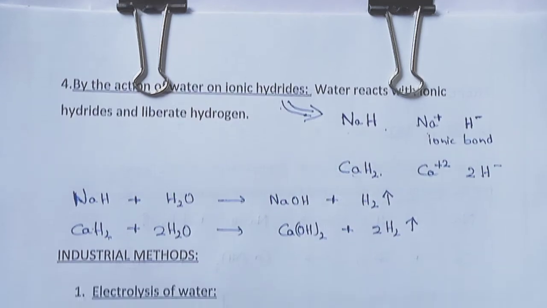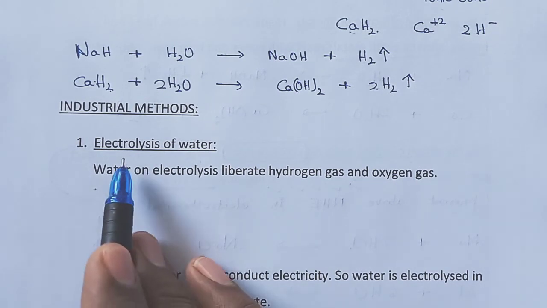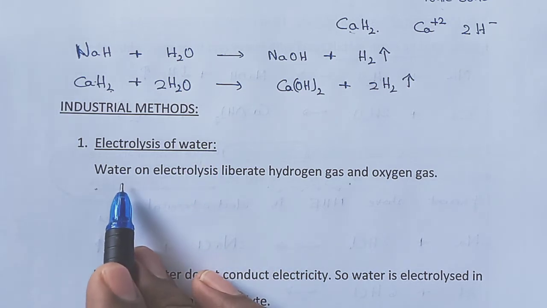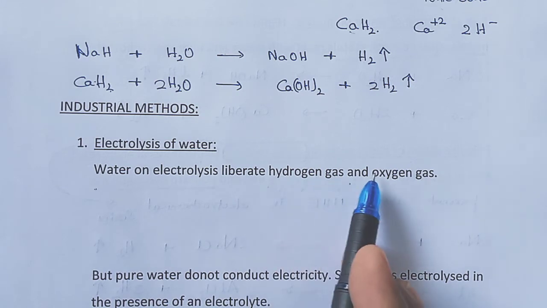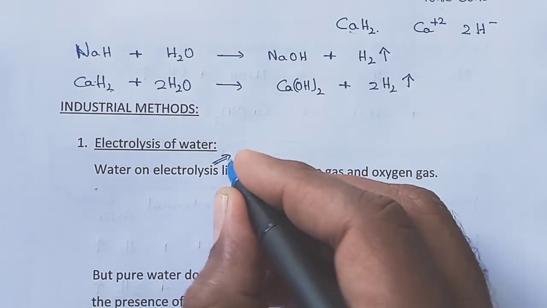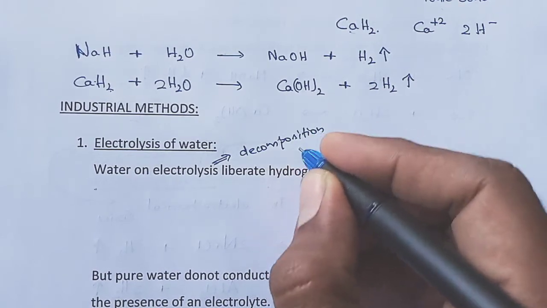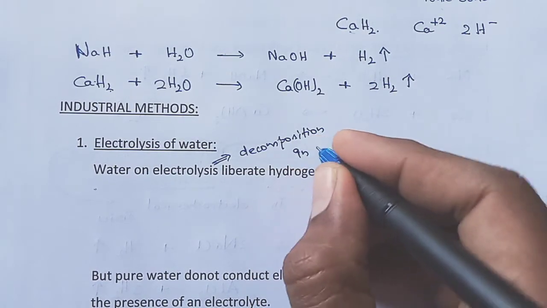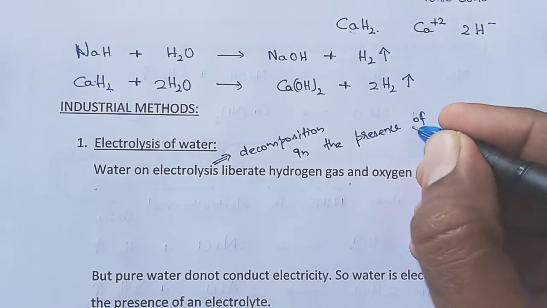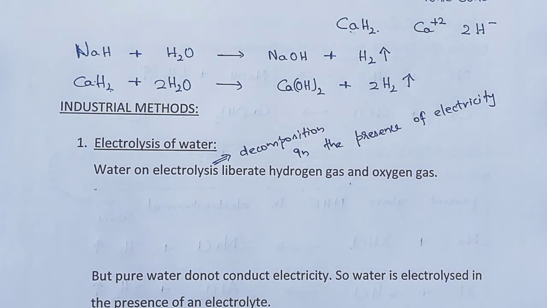Okay, now let us start industrial methods. Under the heading industrial methods, the first example is electrolysis of water. We know that water on electrolysis liberates hydrogen gas and oxygen gas. First of all, what is electrolysis? Electrolysis is nothing but decomposition of a compound in the presence of electricity. Decomposition of a compound in the presence of electricity is called electrolysis.